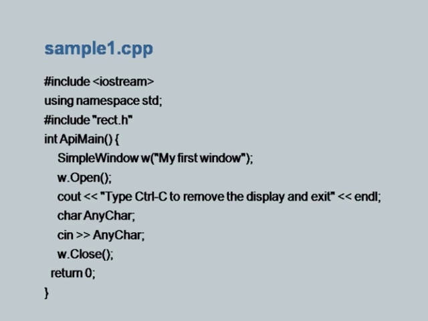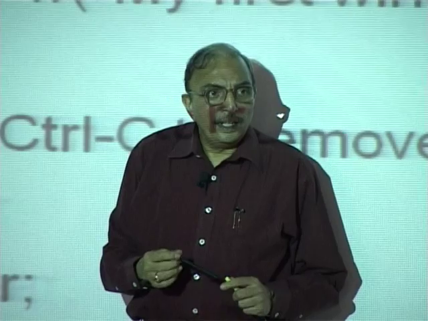Observe that in this program, there is a statement here which says, type control C to remove the display and exit. Then I say char any char, and I say cin any char. Only when you give me that character, I say W close. Why do I have to do all this? What would happen if I said W close here? Even before I see the window, it will disappear. I want to see it, and as long as I want to see it, I want to keep it there.